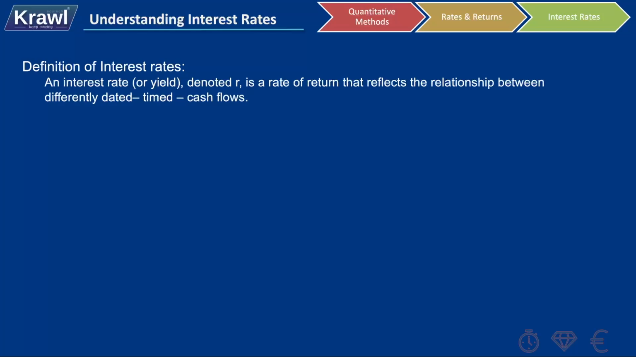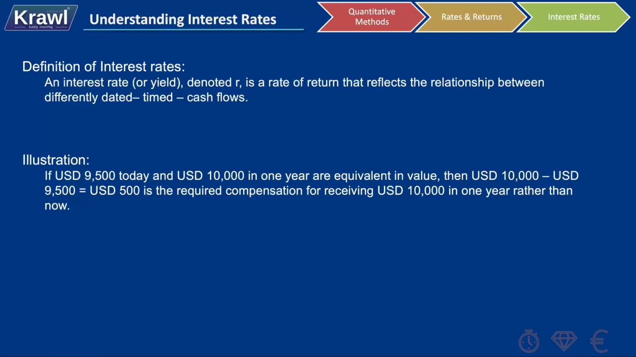If you look at the definition, an interest rate is defined as a rate of return that reflects the relationship between differently dated cash flows. So there is a cash flow over a certain period of time, and the relationship between the cash flow as of today versus the cash flow on a future date is what we mean when we speak about interest rates. Let us understand this with an illustration.